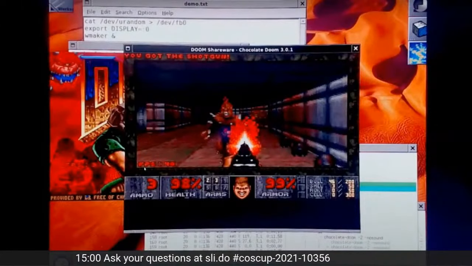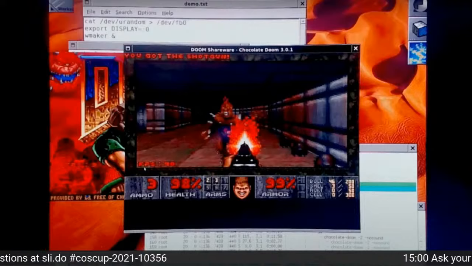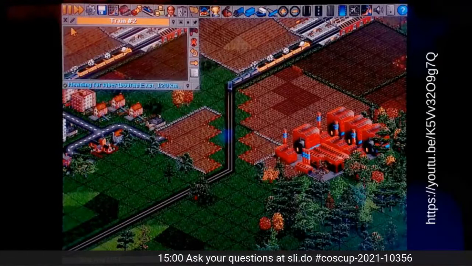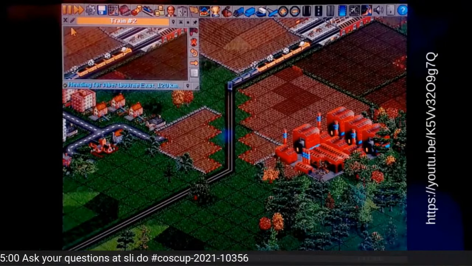It can also run Doom between 35 and 40 FPS. It can also run OpenTTD recently. I mean, yeah, there you go. You have a full system which can run Linux and apps on it.